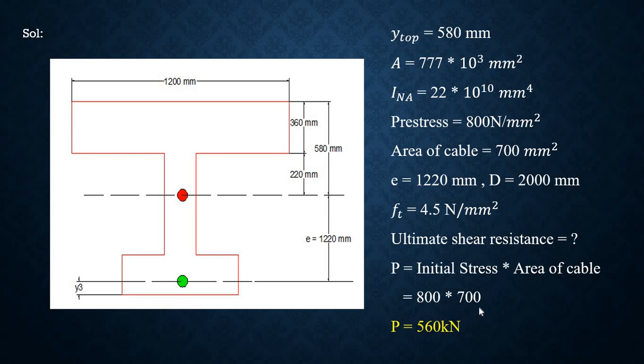Now we require the pre-stressing force. So it's a standard formula: pre-stressing force is equal to initial stress into area of the cable. What is the initial stress? It is 800 into area of the cable. I'm talking about the cable, so it is 700 mm square. If you multiply, you will get P is equal to 560 kilo Newton as the pre-stressing force.